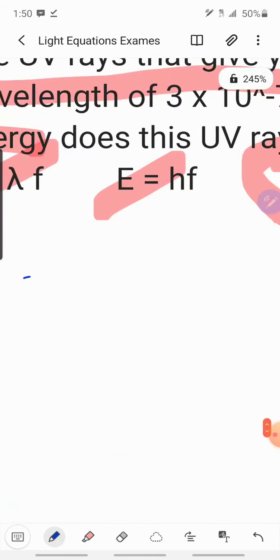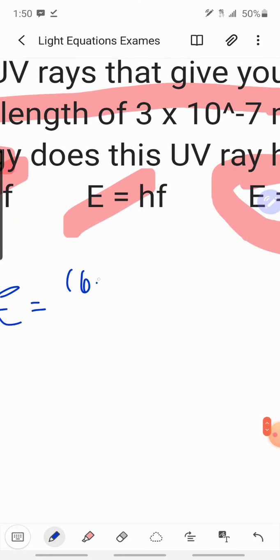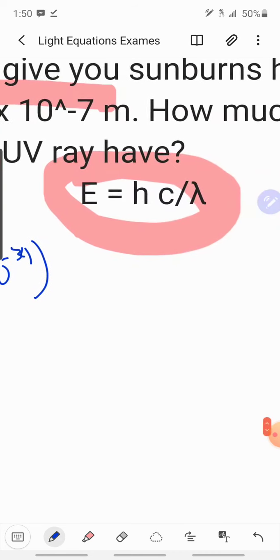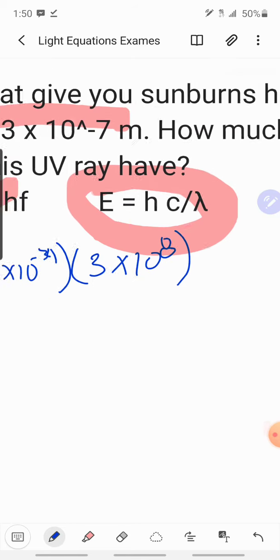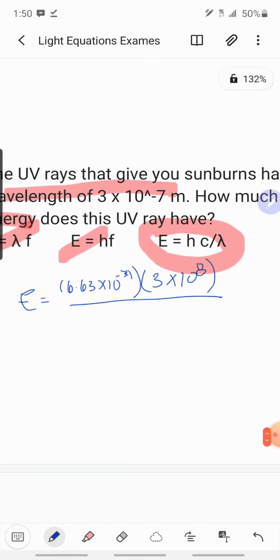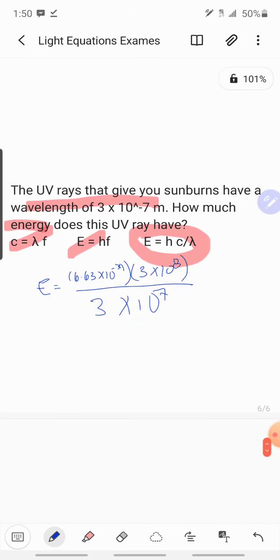So E we don't know, but we know H, 6.63 times 10 to the minus 34. We know C, 3 times 10 to the 8. And we know lambda, because they told us the wavelength is 3 times 10 to the minus 7. So again, you can plug all of this in, but I'm going to let you know anytime you have a number divided by itself, like this 3 right here, it's just going to cancel. So our bottom number is going to be 6.63. It's an ugly 3.